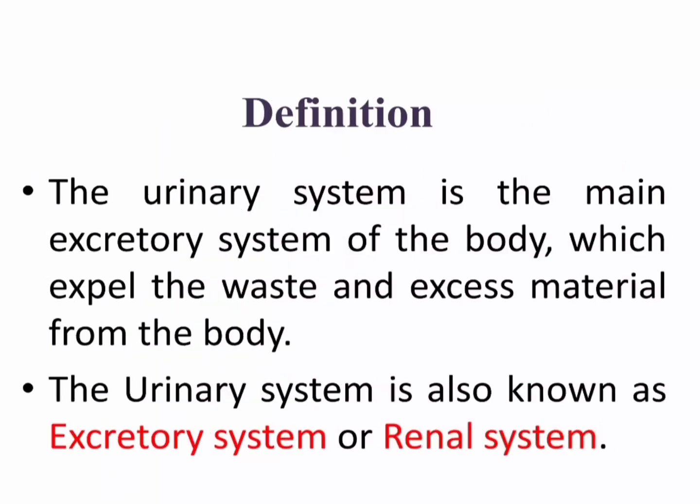So the definition. First we know the definition. The urinary system is the main excretory system of the body which expels the waste and excess material from the body. So the urinary system is also called the excretory system or renal system. It will expel the waste material, excess body waste, excess body products which are not helpful for the body. It will expel them through the urinary system. So that was the definition of urinary system.